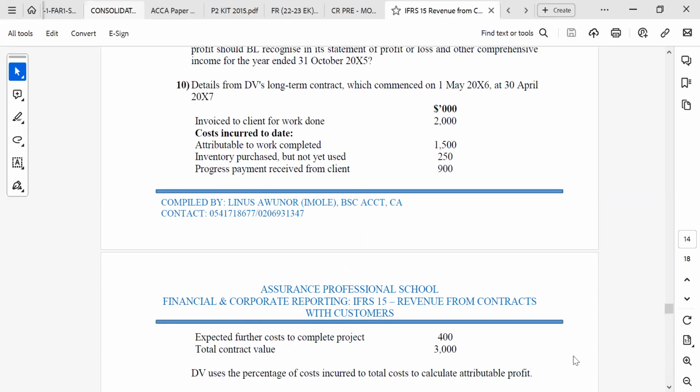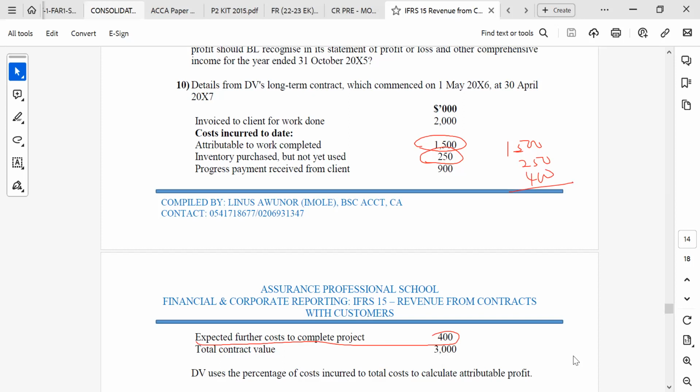What will be the total cost of the contract? The first cost will be the 1,500, isn't it? The inventory purchase, where are we going to use it? We are going to be using it on the contract, isn't it? So the cost of the contract will be 1,500, which we have already incurred, plus the inventory. Then what is the further cost that we have to incur to complete the project? 400. So the total cost of completing this particular contract will be the cost that you have incurred already, plus the expected cost.